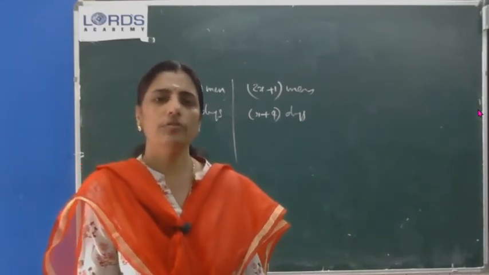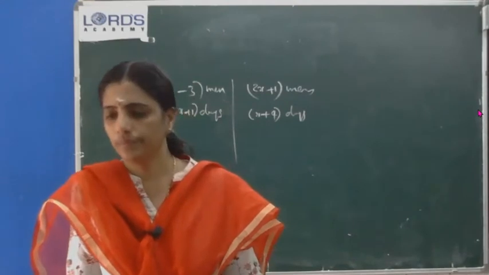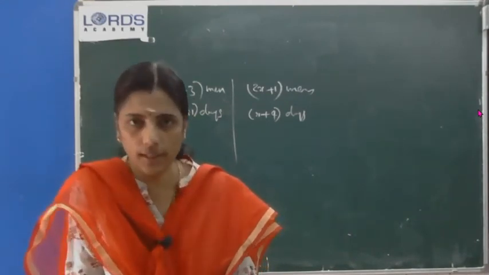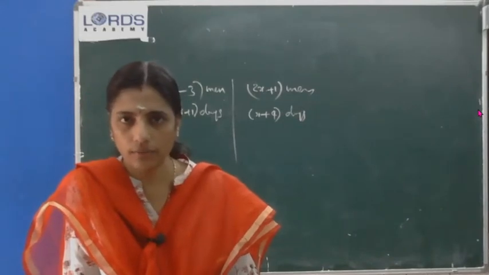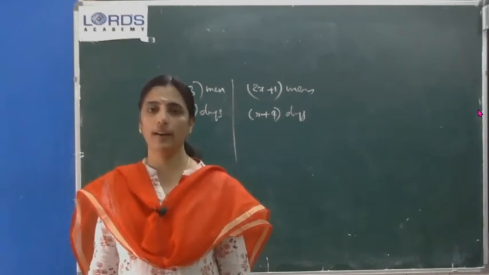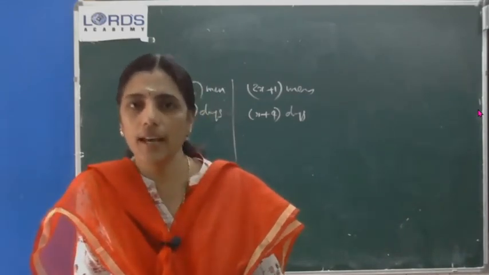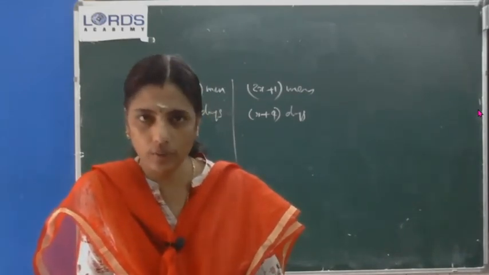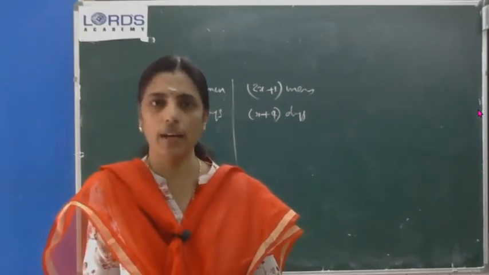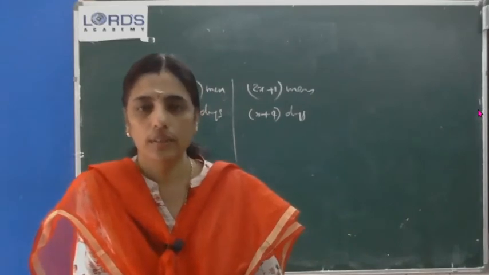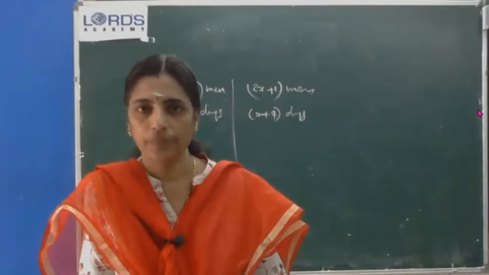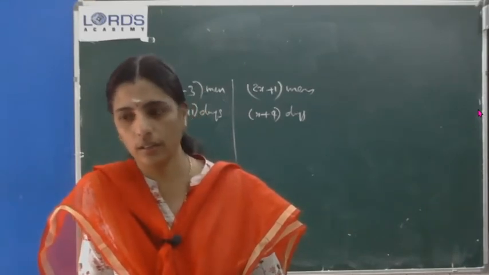I am asking, if 2 men are there and 5 days are there, what is the total work done? 2 into 5, 10 days' work. Once more, if 2 men are there and 5 days are there, what is the total work done? Number of men into number of days, that means 2 into 5, 10. Likewise, in the first case, what is the work done? Number of men into working days.